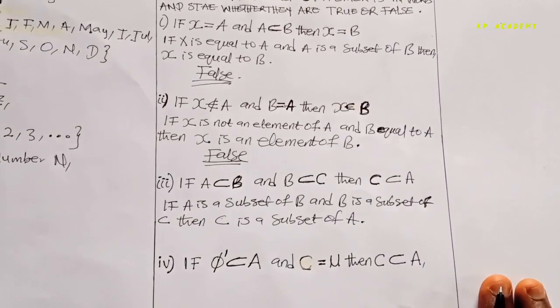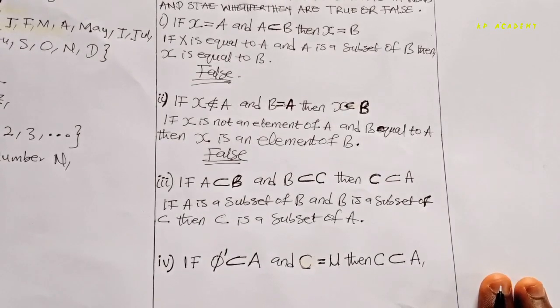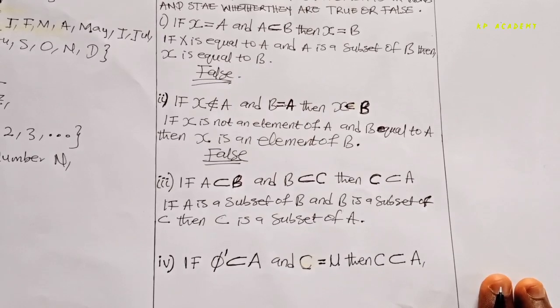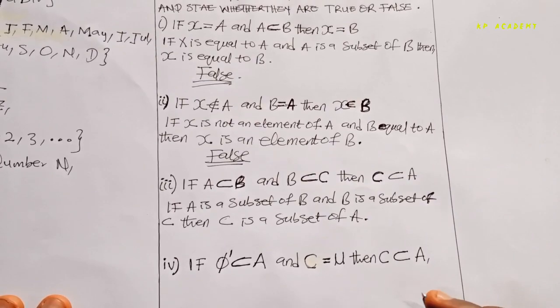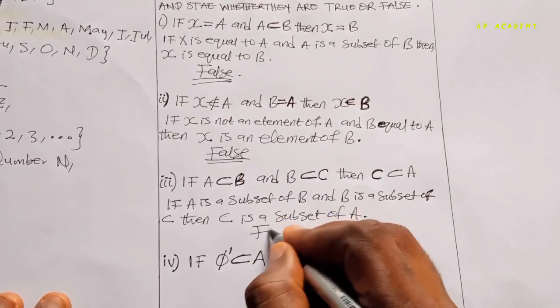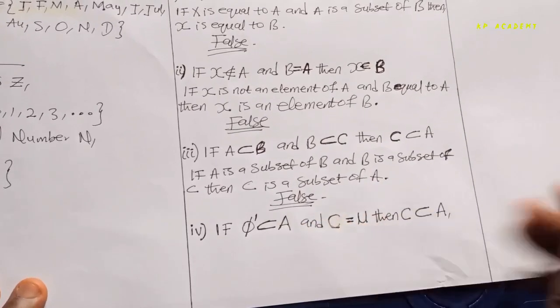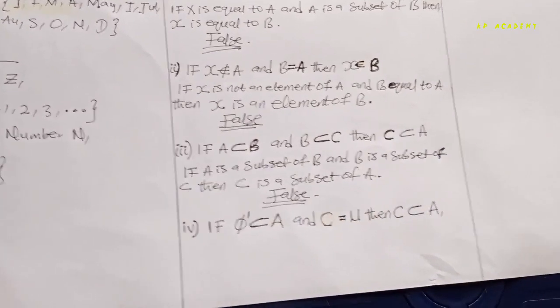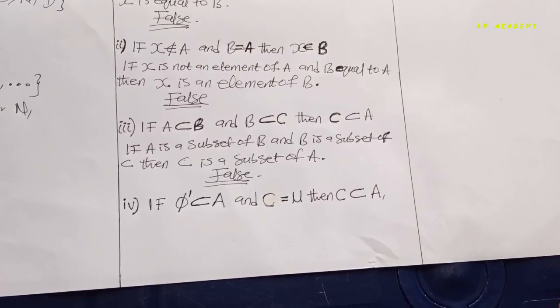Okay, so this is the answer in words. All right. So if A is a subset of B and B is a subset of C, then C is a subset of A. Is it true or false? It is also false. Very, very important we understand that. So the statement is not correct according to the language of set. So it is also a false statement.